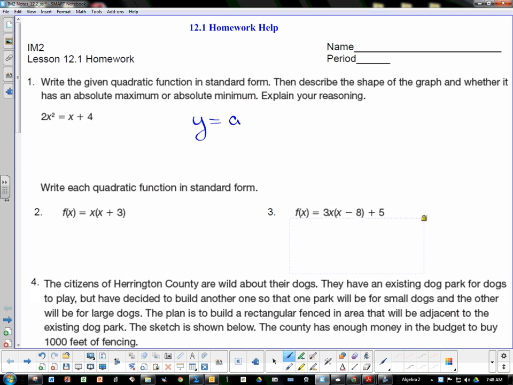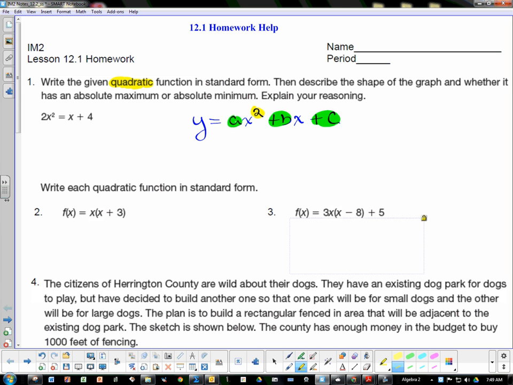Y equals ax squared plus bx plus c. And just keep in mind that the a, this b, and the c are very important here when you're identifying those coefficients. Those are called coefficients. And why is this thing a quadratic? Well, it is a quadratic function because the degree of this function is a 2.